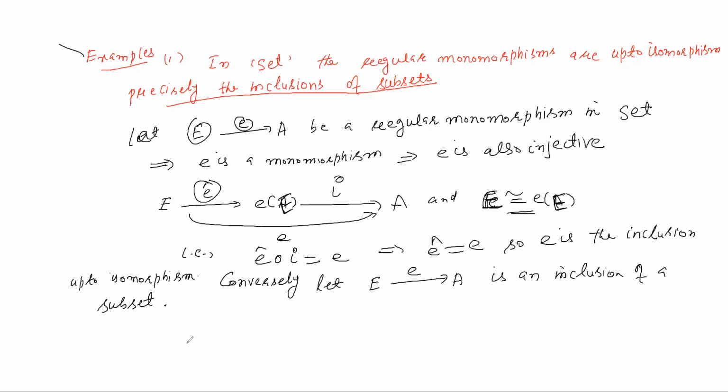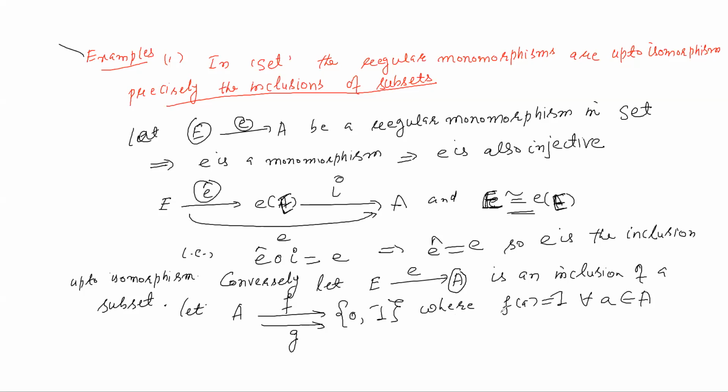So it should equalize a pair of morphisms whose domain is actually A. So let you take A to this set {0,1}, a pair of morphisms F and G, where F maps every point of A to 1, where f(a) is 1 for all a in A, and G maps precisely the points of E to 1. This is the information about G: g(a) is 1 for all a in E, because it is a subset.